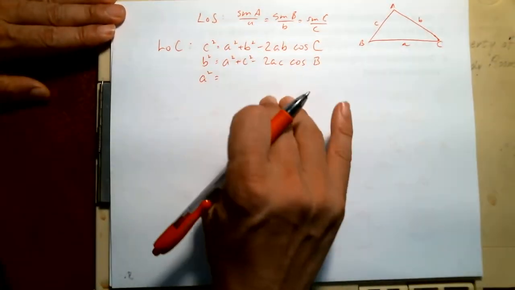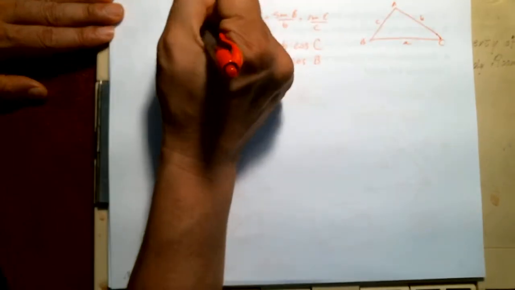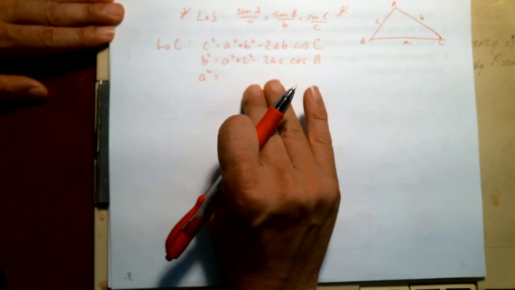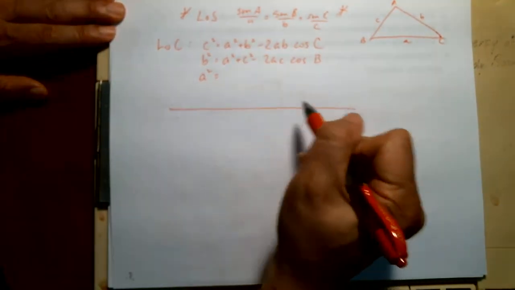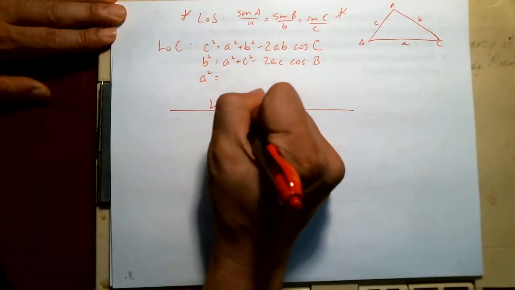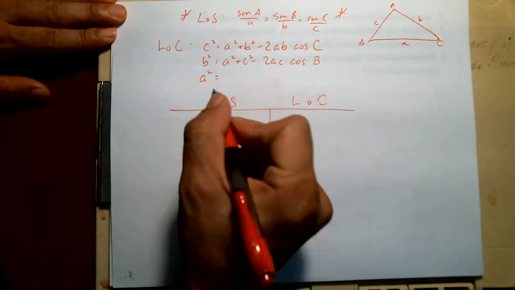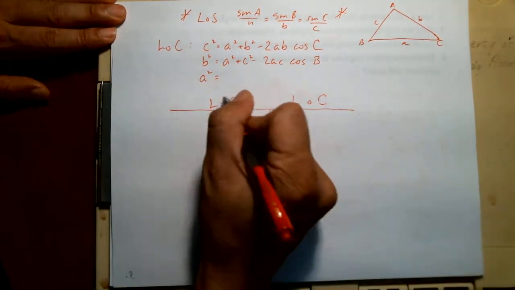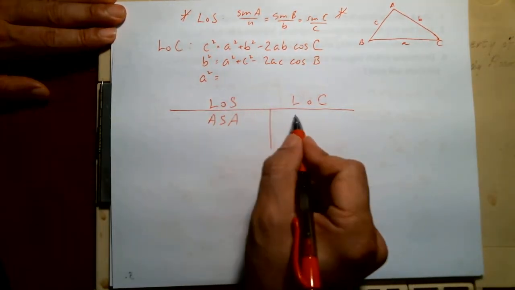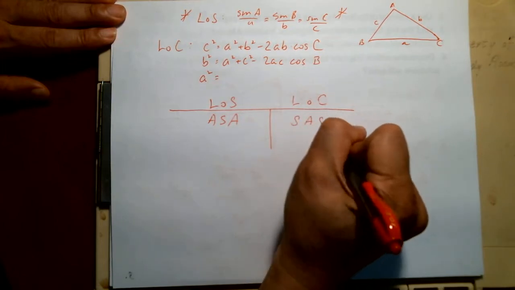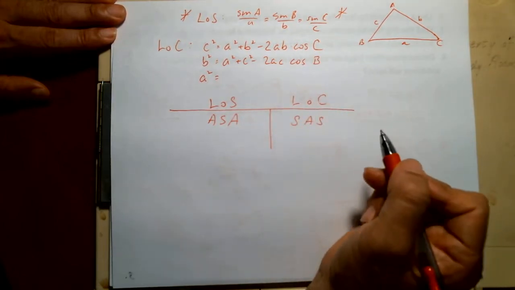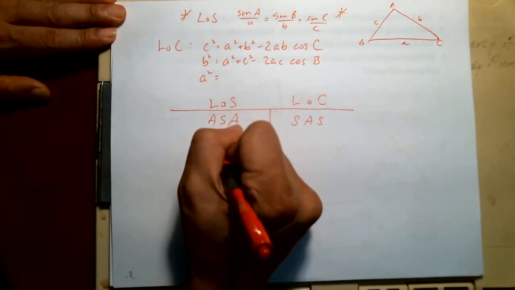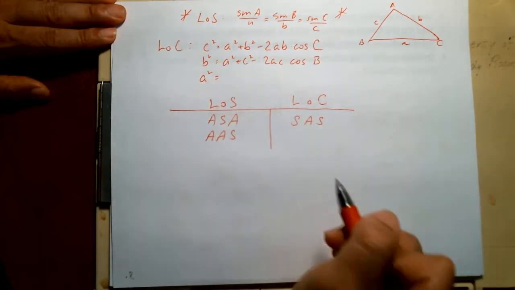Anyway, which one's an easier formula? Well, you notice that the law of sines is a lot easier to use than the law of cosines. So when do we use the law of sines versus the law of cosines? For an ASA situation, angle side angle, you're going to use the law of sines. The opposite of that, when you have an SAS situation, you're going to use the law of cosines. You can also use the law of sines for an AAS situation.